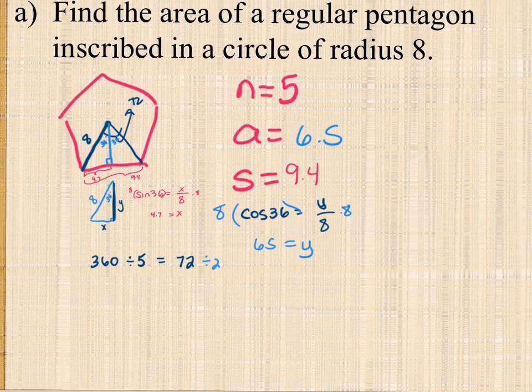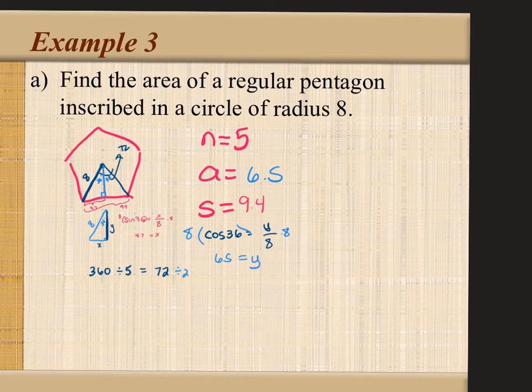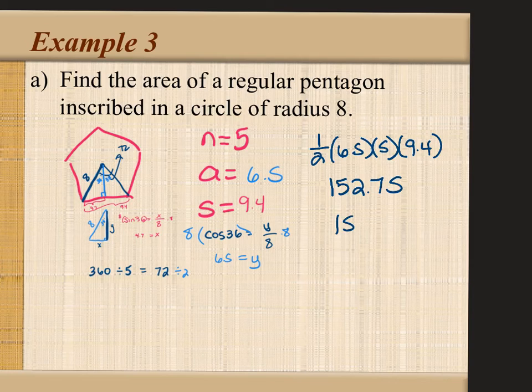6.5 is my apothem. Everybody good so far? Yeah? Okay, now I've got all the information I need. I have to do 1/2 A N S. Best part is you still have your calculator, right? So I'm going to enter 1/2 as 0.5 times 6.5 times 5 times 9.4. And I get 152.75. If it asks me to round to the nearest tenth, that would be 152.8. It didn't give me a unit, so it's units squared.